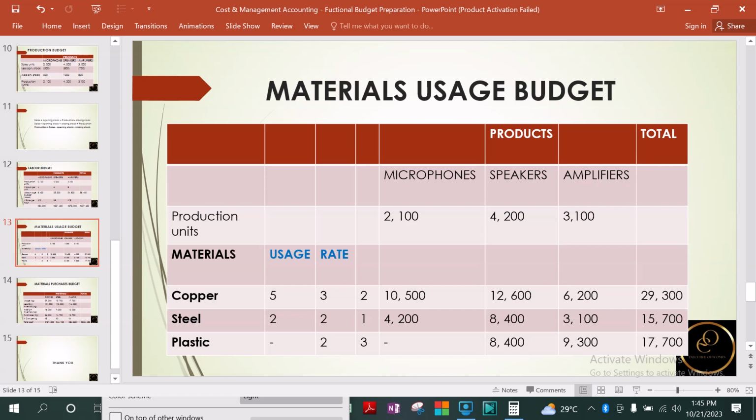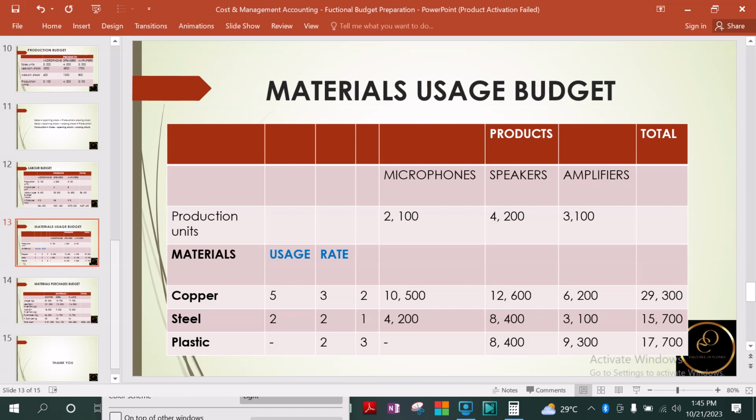Then here you have again 0 multiplied by 2,100 will be 0. Then 2 times 4,200 will be 8,400 again. Then 3 multiplied by 3,100 will be 9,300. If you add these, you are going to get 17,700 as a total. So that is the total you are going to get.